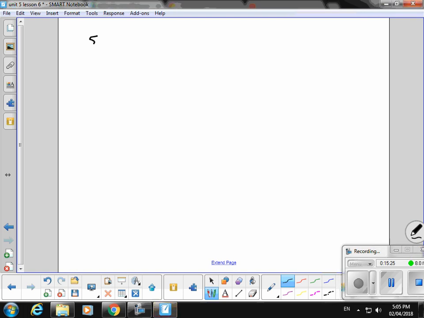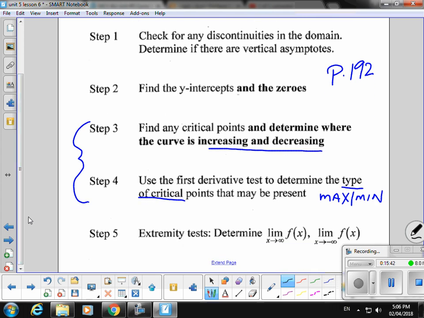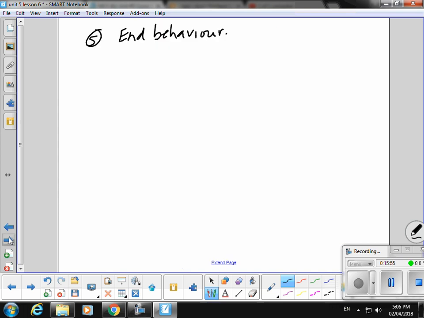Step number 5 asks us to look at the end behavior. Just flash back here for a second. Okay, step number 5. Extremity tests, we're looking for a limit as x approaches infinity and -infinity for horizontal and oblique asymptotes. Here we go. So for this one, for a horizontal asymptote, we would look at horizontal.